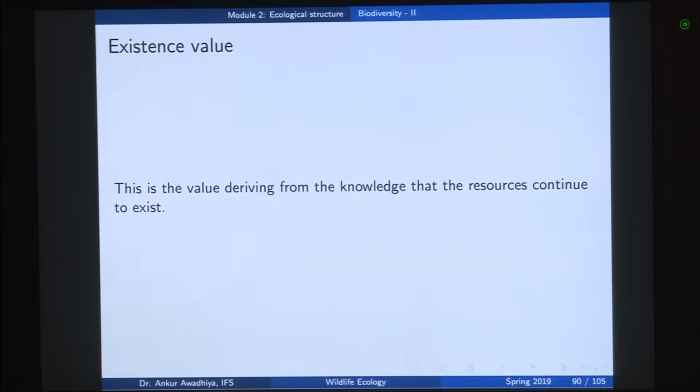So, the difference between this happiness and the sadness is a value that we are deriving, even though we are not utilizing this resource, and that is known as an existence value.